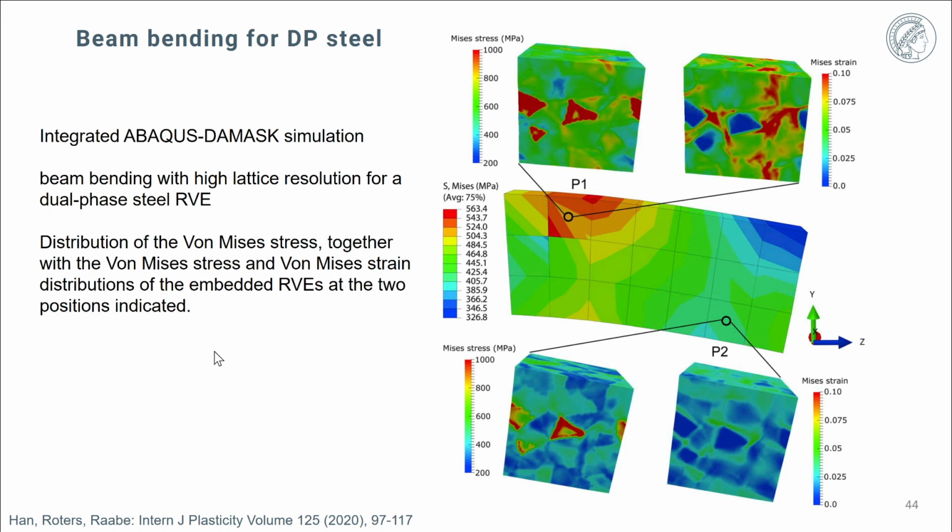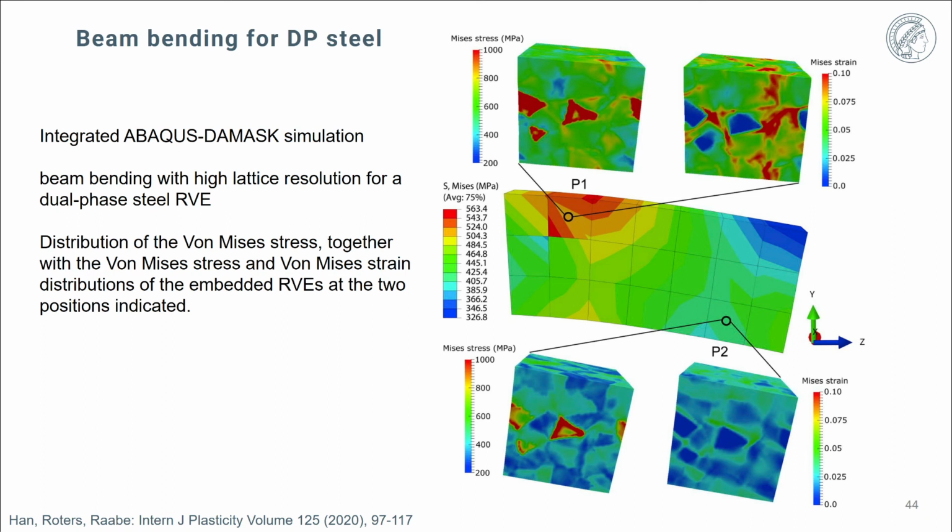Here's another example beyond the classical sheet forming. We can do the same, of course, for more complex operations or beam bending operations here with the DP steel. We then also again can zoom in and analyze the local micromechanical response from the underlying RVE. RVE standing for representative volume elements.